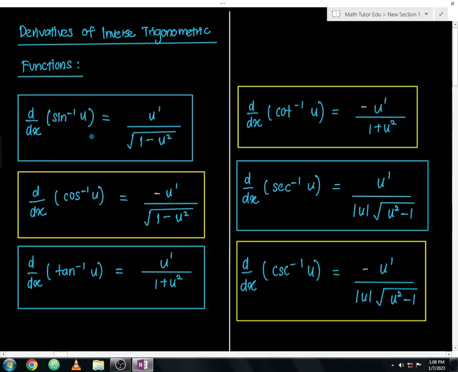In this video, I'm going to discuss the derivatives of inverse trigonometric functions within the calculus topic. As you can see here, these are the formulas of the inverse trigonometric functions, starting with the sine inverse u.